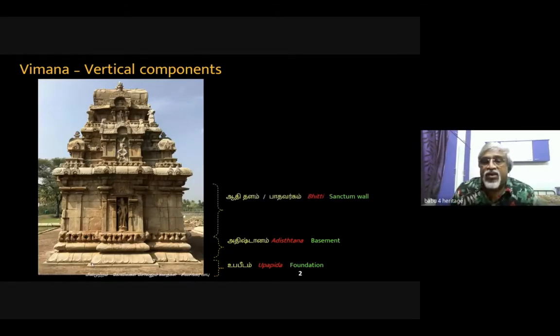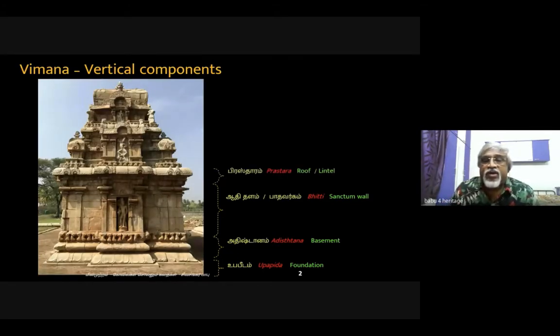Then you go to the wall or Biti. It is called Padavarkam or Aditala in Tamil. So this is the wall portion which covers the Garbhagraha on three sides with the opening on the front side for the darshan. This has got its own embellishment and costumes and then pillars which we saw.